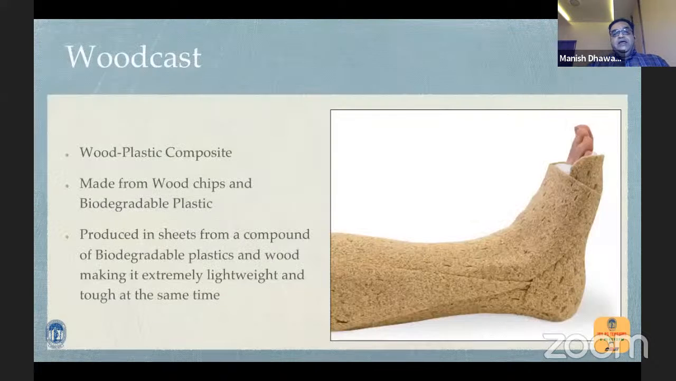Now another variety is the wood cast. It's a wood plastic composite made from wood chips, and it is biodegradable plastic. Produced in sheet form from a compound of biodegradable plastic and wood, making it extremely lightweight and tough at times. So it's a mixture of wood chips and synthetic material.